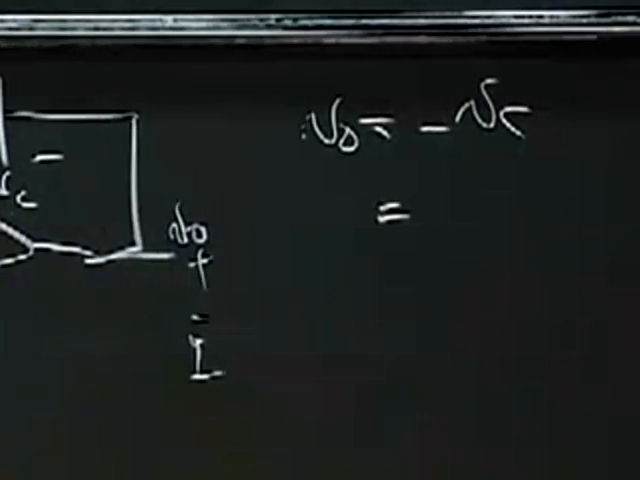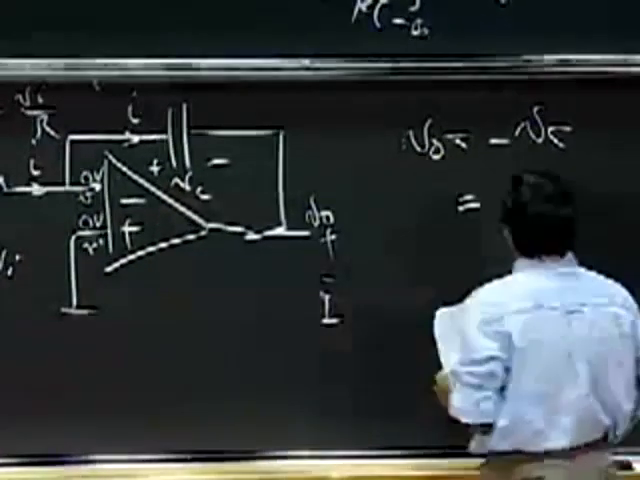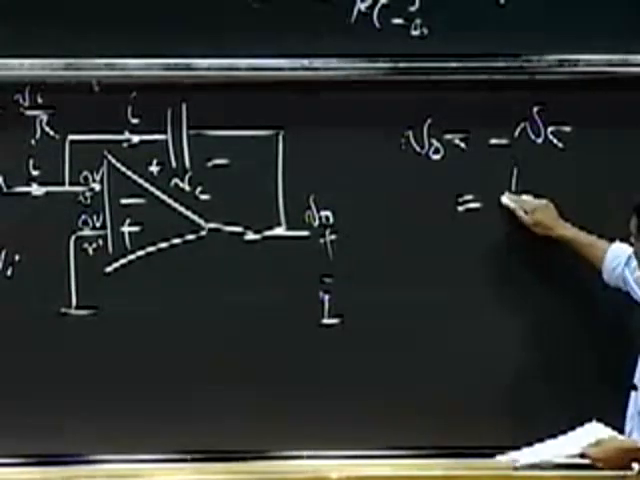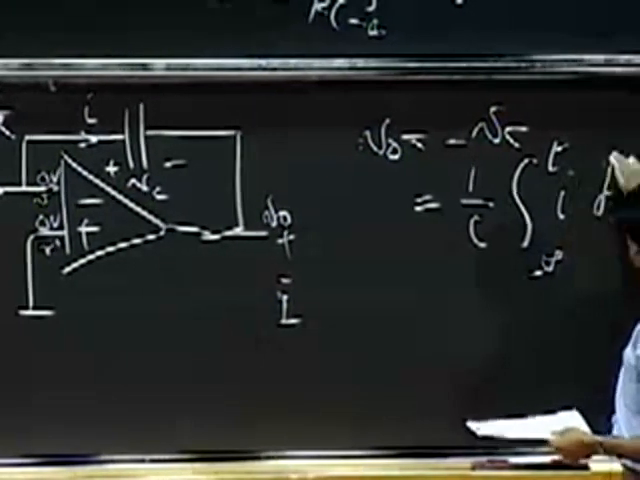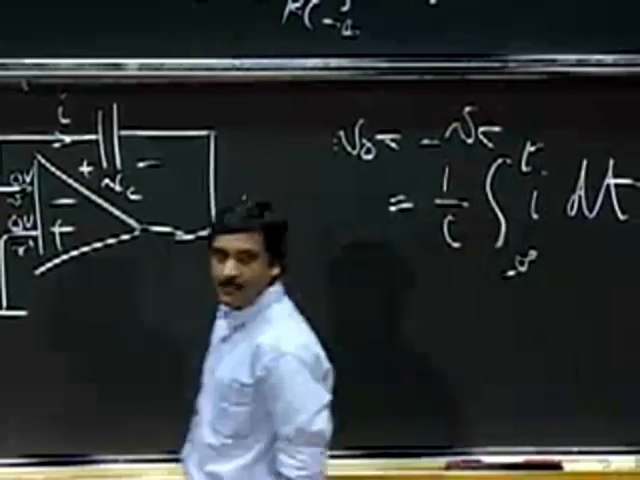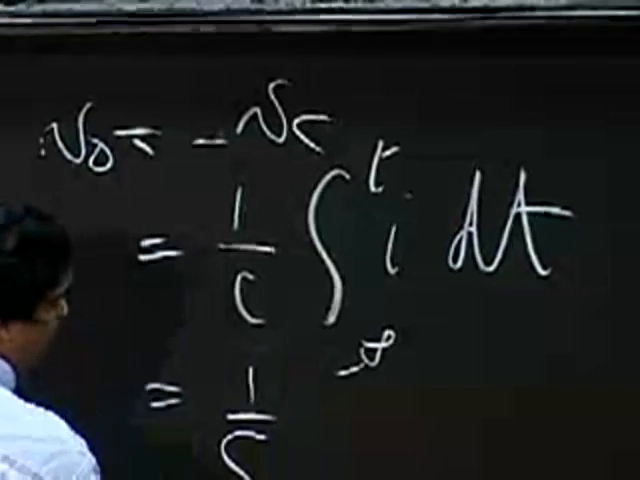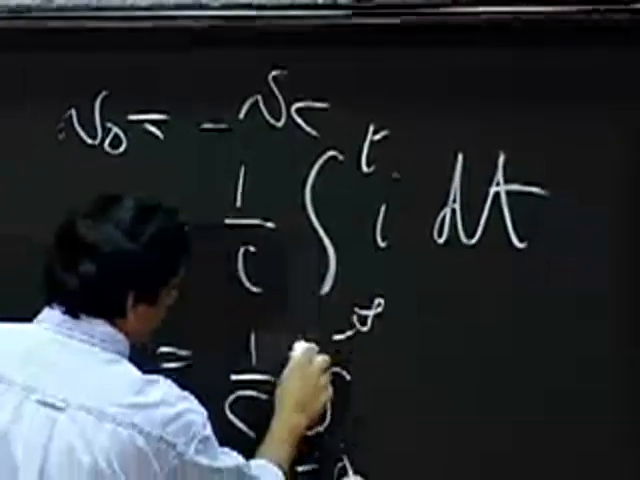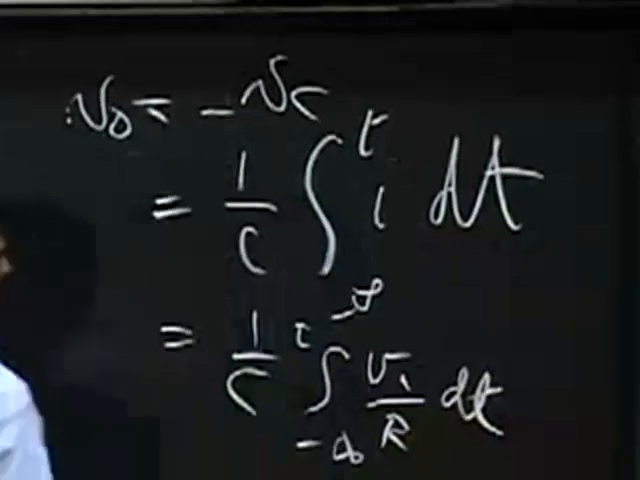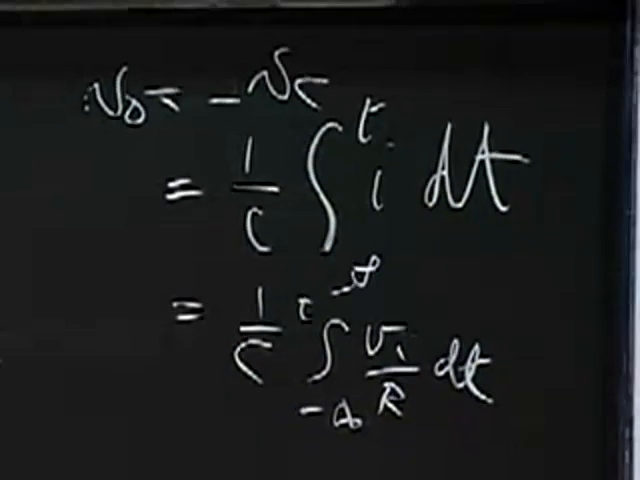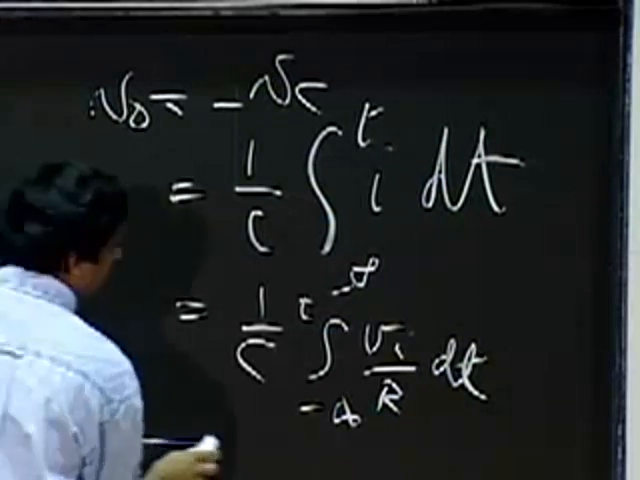Okay, and I know that if I have a current I through a capacitor, what is VC? If I have current I through a capacitor, then this is simply 1 by C integral I dt. Okay, and I, by design, is... so I have my integrator.